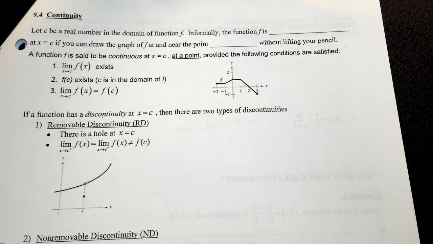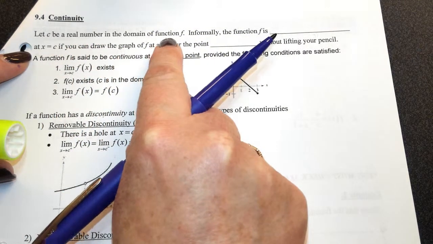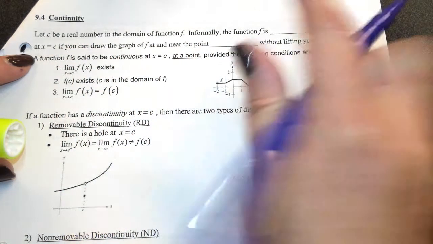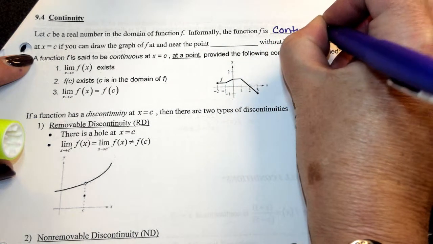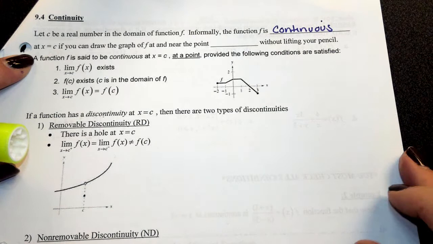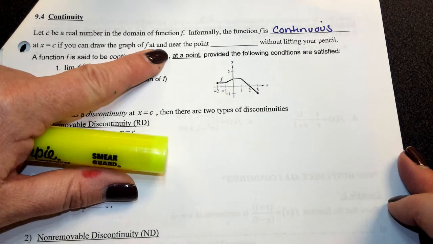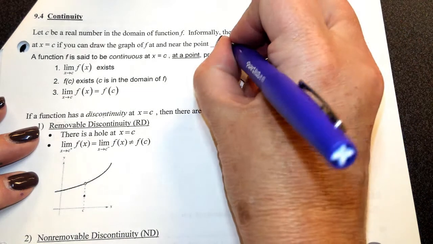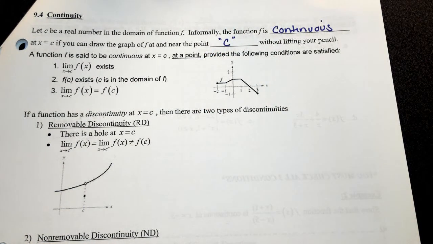Let's talk about continuity, ladies and gentlemen. Suppose we have a real number c in the domain of f. Informally, the function f is what we call continuous at a particular x value c if you can draw the graph of f near the point c, which again is just an x value, without lifting your pencil.